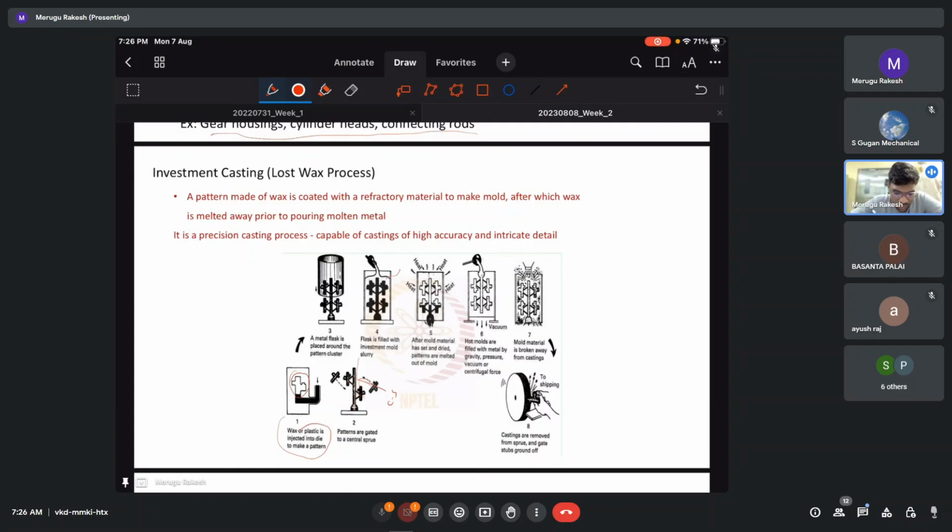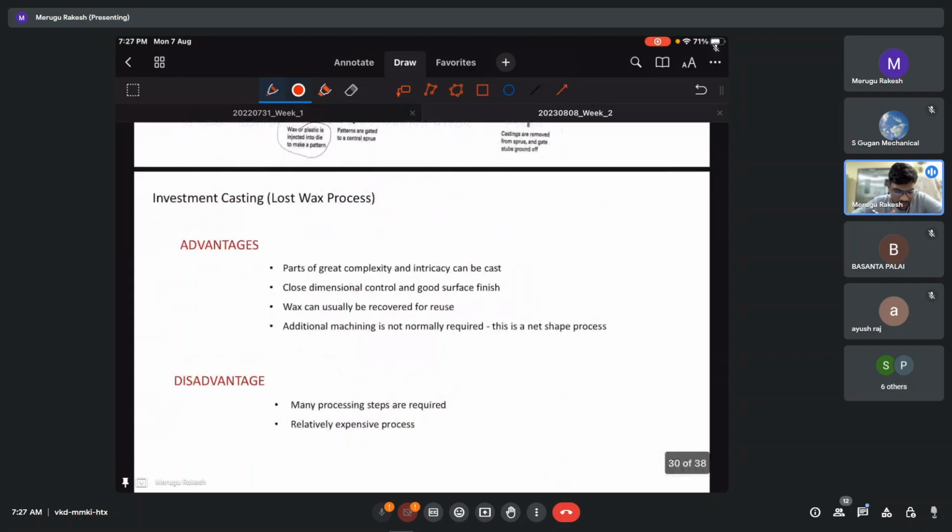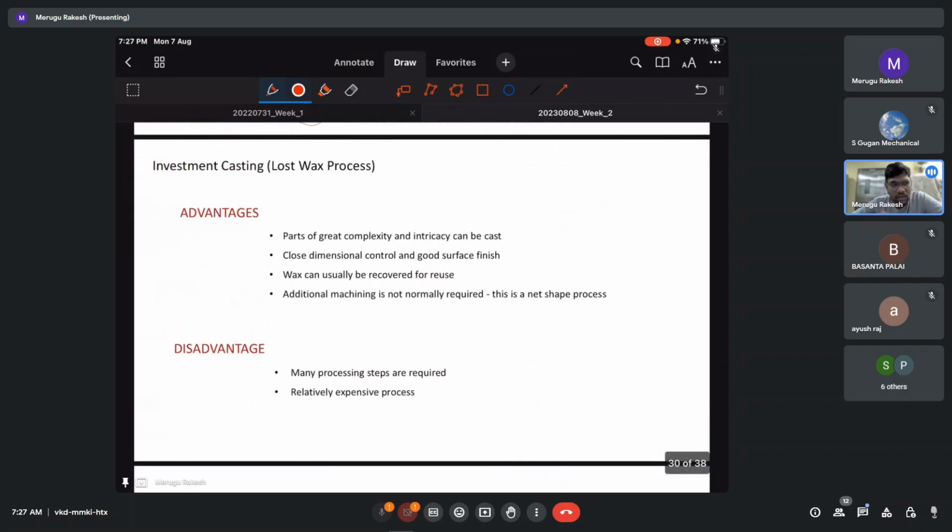This is the pouring section. We can directly pour, or we can directly dip in ceramic, which is called stucco coating. We can put in the ceramic coating two, three, four times, and then we get the required thickness. This is how investment casting is made. Okay, these were some of the advantages and disadvantages. Turbine blades, for example, are made by investment casting.